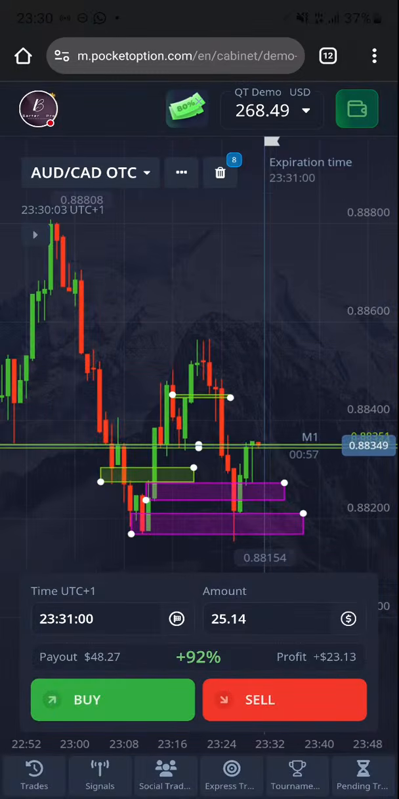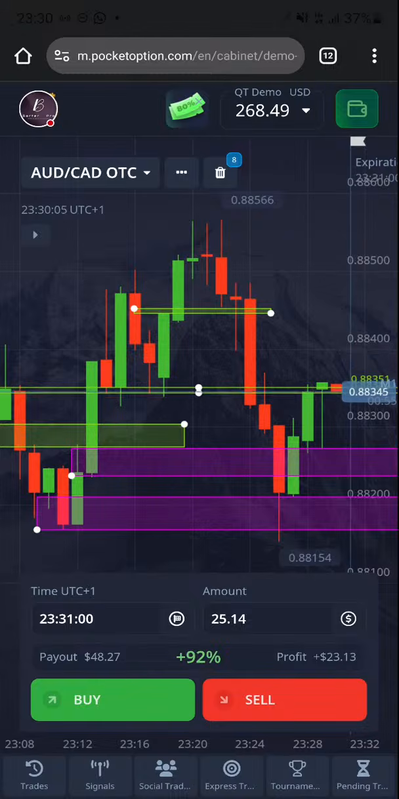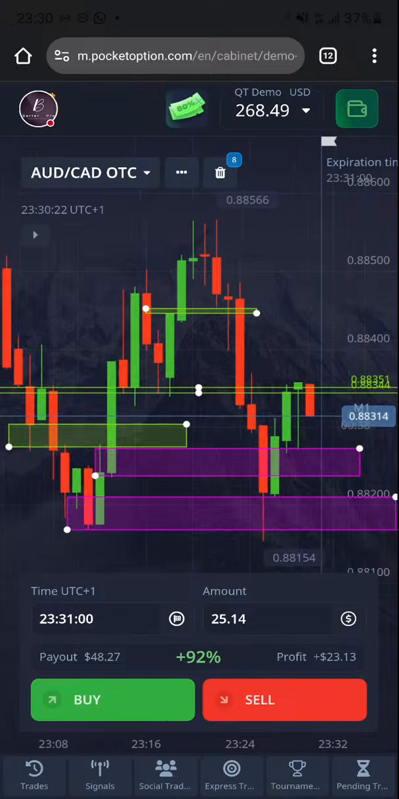Now look at this. This is the first entry I missed the other time. But immediately I saw the second entry, and I saw this round number. Look at this round number, 0.88200 is the round number. Immediately price came under the round number, I started entering. I knew that we would have a push to the upside. At least that's what I expect based on my experience.